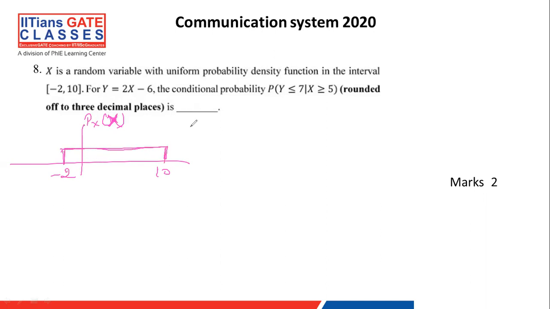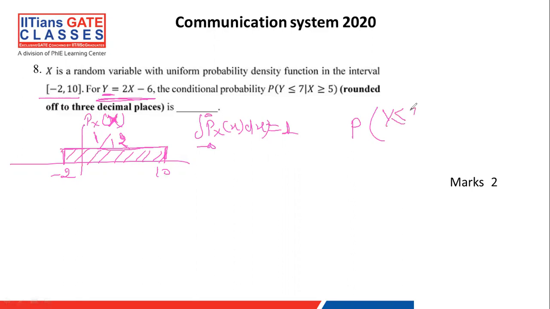Now since we know that the integration of p_X(x) dx will be equal to 1, because total probability is always 1, it means that this area should be equal to 1, and that will decide the height. So here the height will be 1 by 12. Now here we have another random variable y, which is 2x minus 6. Since x is a uniform random variable, y will also be a uniform random variable. And here we need to find the conditional probability of y less than or equal to 7, given that x is greater than or equal to 5.